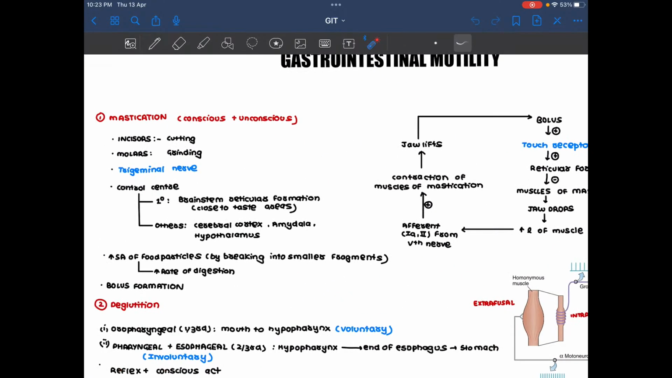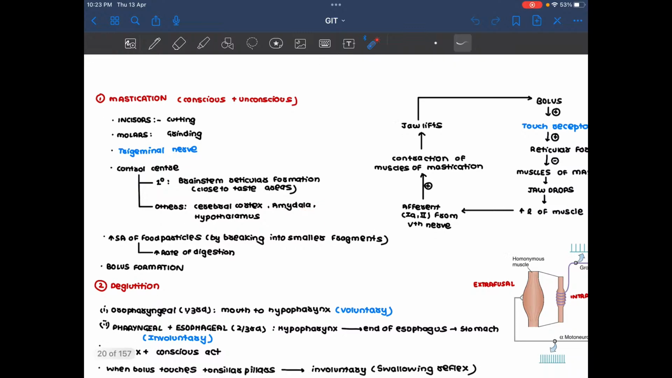So the incisors basically play a cutting role, whereas your molars basically play a grinding role, and most of the muscles of mastication are mainly supplied by the trigeminal nerve. So where is the control center for your mastication? Just remember, it's mainly the brainstem reticular formation that we're going to talk about. But we have other centers as well, which we don't need to discuss so far.